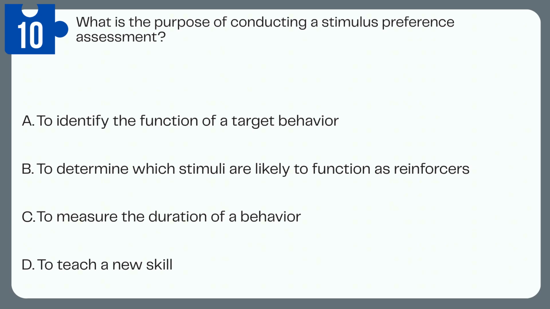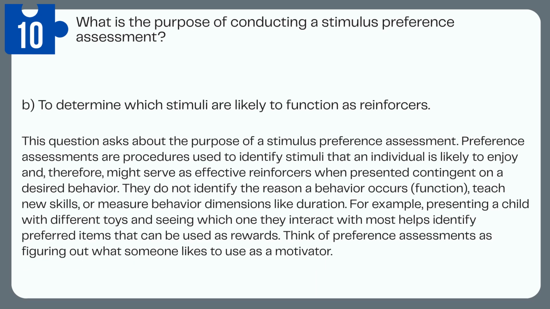Question 10. What is the purpose of conducting a stimulus preference assessment? A. To identify the function of a target behavior. B. To determine which stimuli are likely to function as reinforcers. C. To measure the duration of a behavior. D. To teach a new skill. Answer B. To determine which stimuli are likely to function as reinforcers.